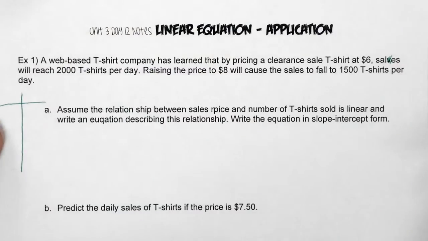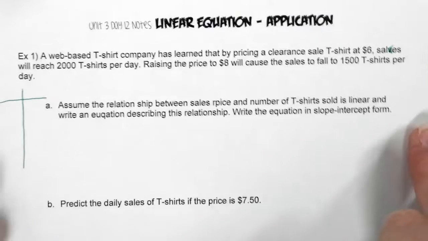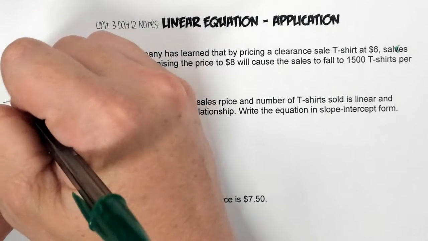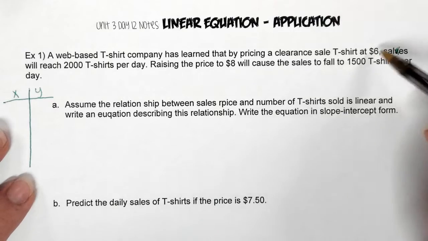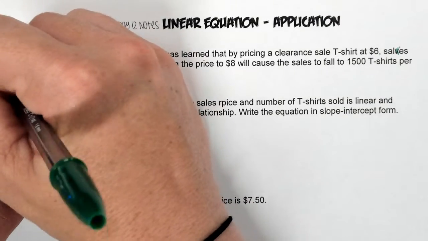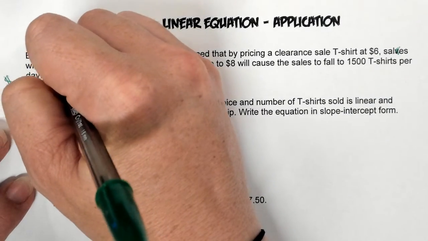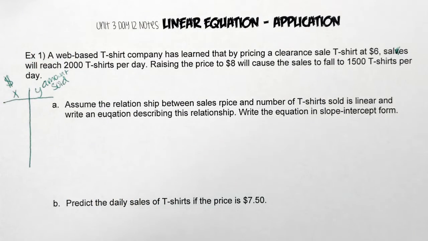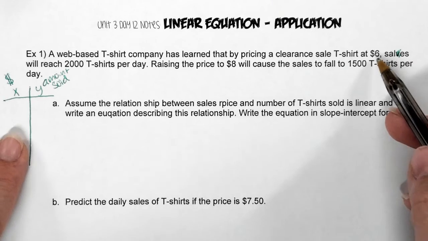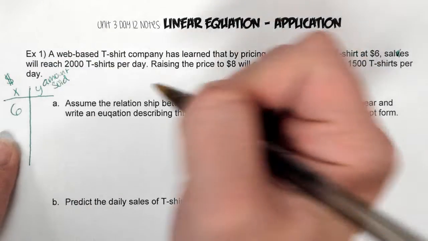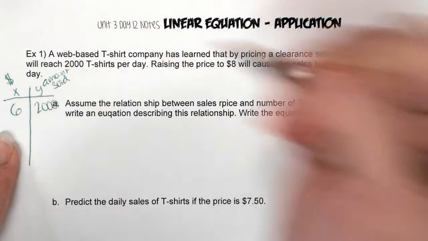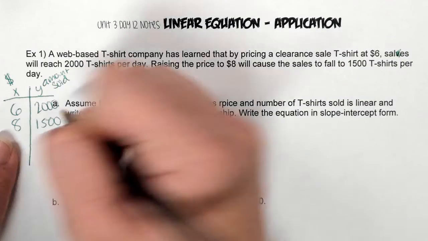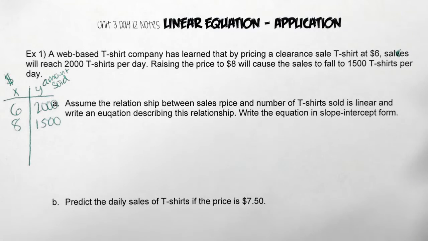that if we were to build a table, X comes first, then Y, and we have to price the shirts before we sell them. So money is your X, and the amount sold is your Y. So if I had sold my shirts for $6 a piece, I sold 2,000. And if I sold them at $8 a piece, I only sold 1,500. So I'm given 2 points.